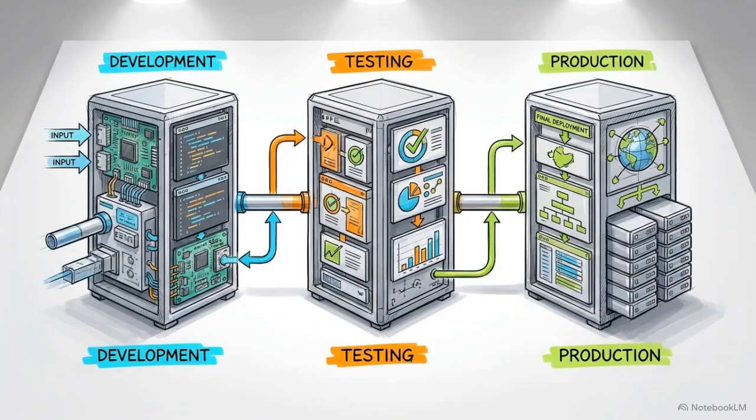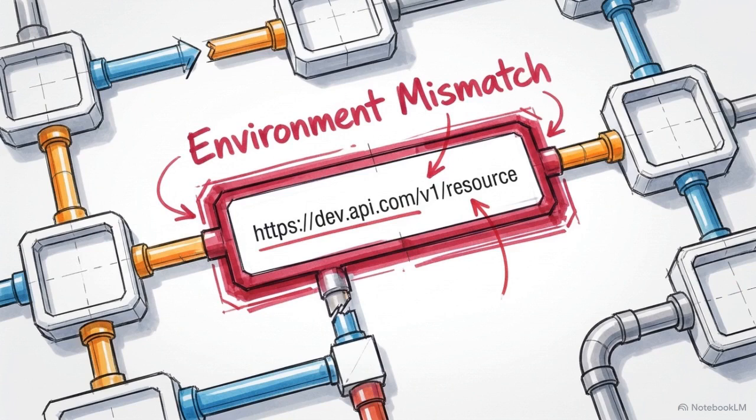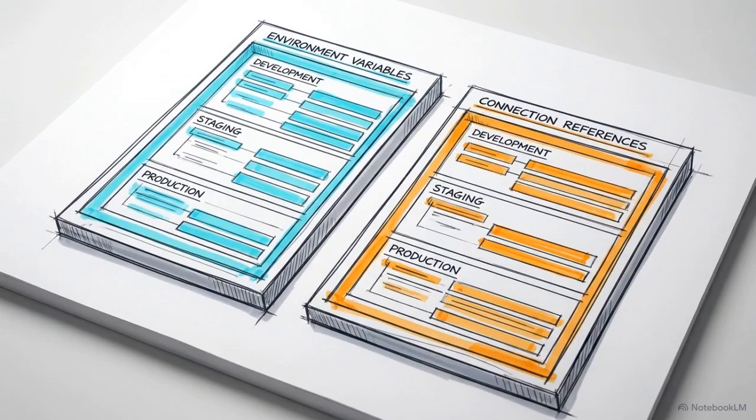That efficiency applies directly to the mechanics of application lifecycle management and the physical deployment pipeline moving from development into production. The leading cause of migration failures is the presence of hard-coded infrastructure dependencies, like fixed SharePoint URLs or static database IDs. To solve this, we rely on pattern 5, environment variables and connection references. This is a requirement for cross-environment deployments.